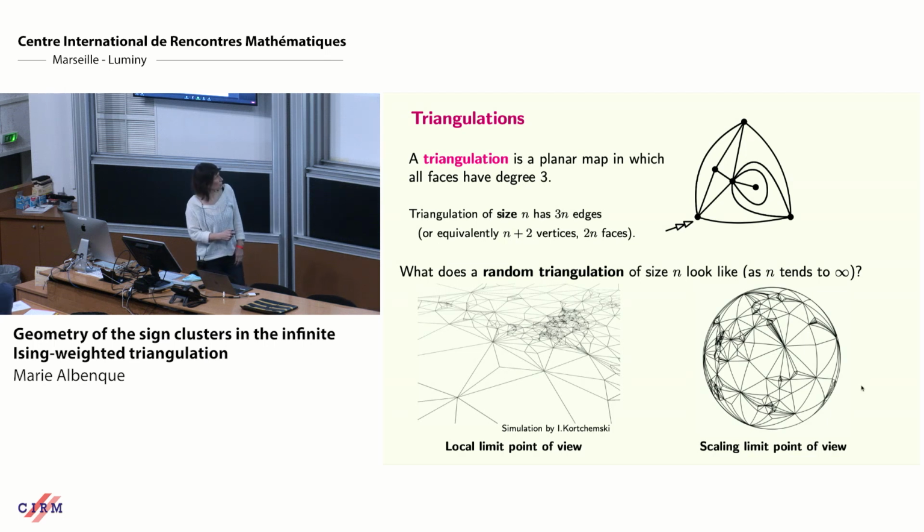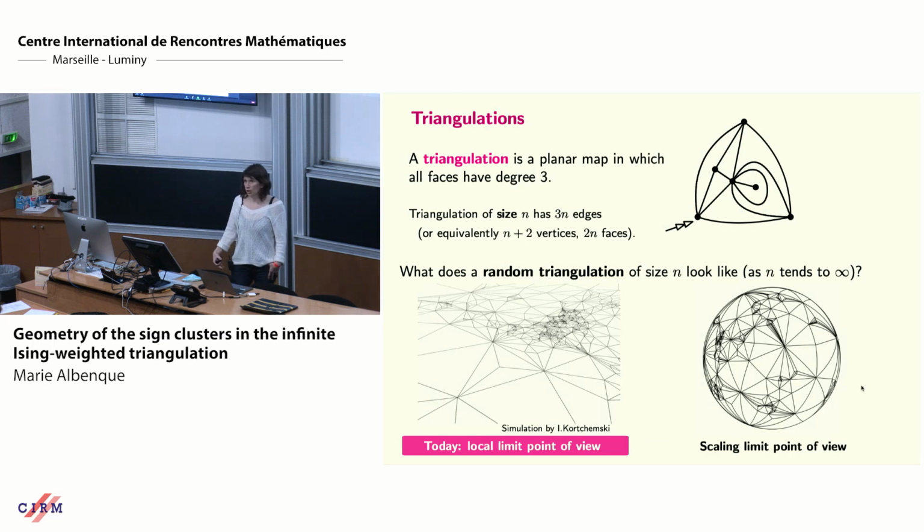The first one is the so-called local limit point of view, where you sit on the root vertex and you only see what happens at finite size, a portion of the neighborhood of the root vertex. Another point of view is the scaling limit point of view, which I will discuss a little bit at the end of the talk, where you renormalize all the distances to keep a bounded compact object. Today, the main point of view of my talk is going to be the local limit.